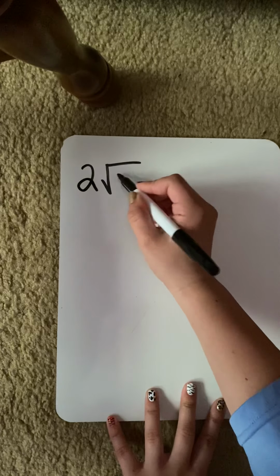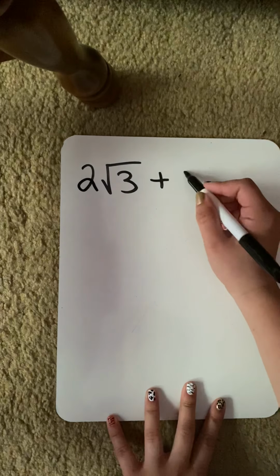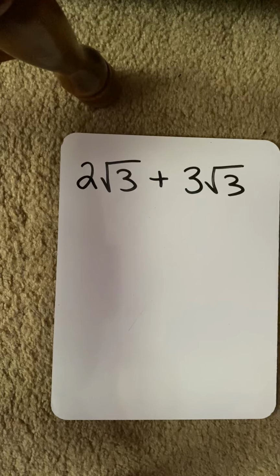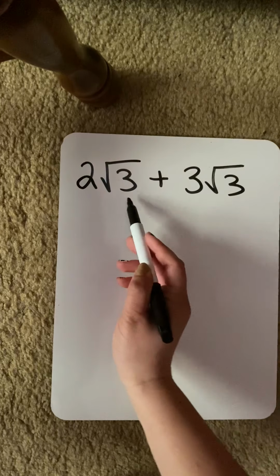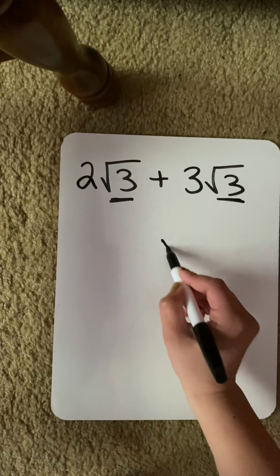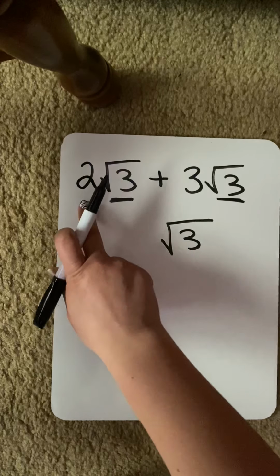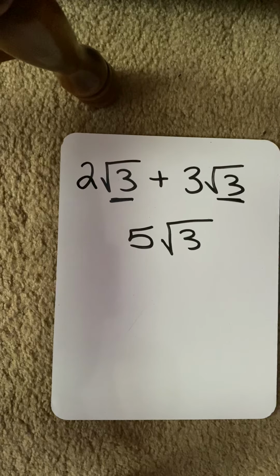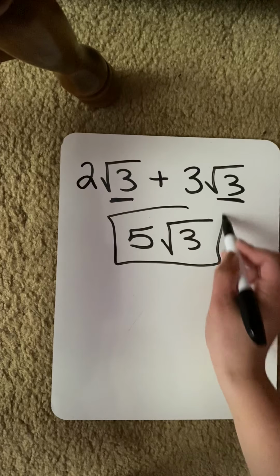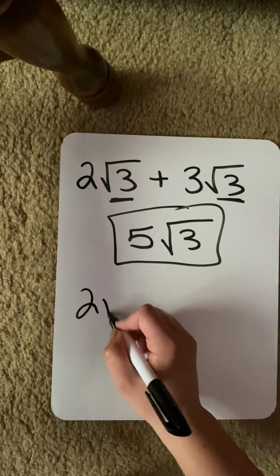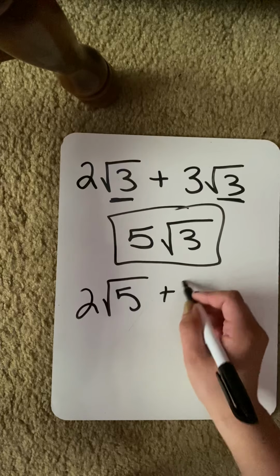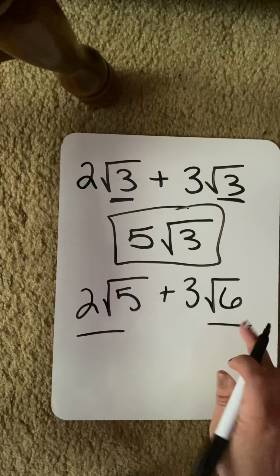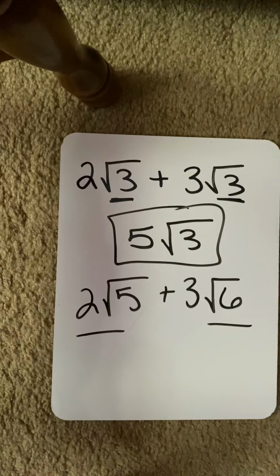So if we have 2 times the square root of 3 plus 3 times the square root of 3, we would just combine. These are kind of like an x, so it just stays the square root of 3. We have 2 of them plus 3 of them, so now we have 5 square roots of 3. So that's your answer. Now if we had 2 times the square root of 5 plus 3 times the square root of 6, we couldn't do anything because they would be like different variables.